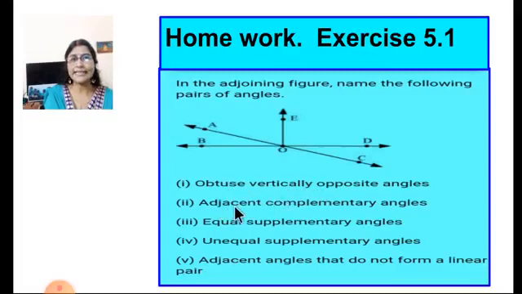Second one, adjacent and then complementary angles. Third one, equal supplementary angles. That means both the angles should be equal. And the fourth one is unequal supplementary angles. And fifth one is adjacent angles that do not form a linear pair. So this is your homework for today.